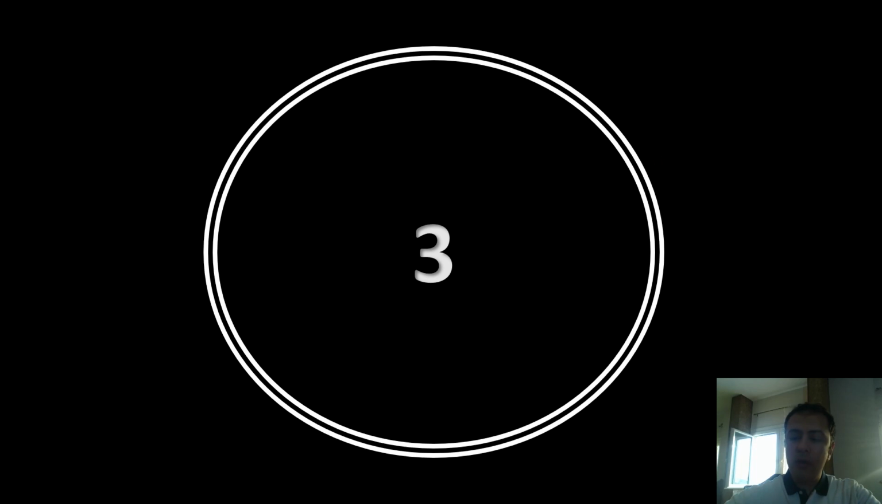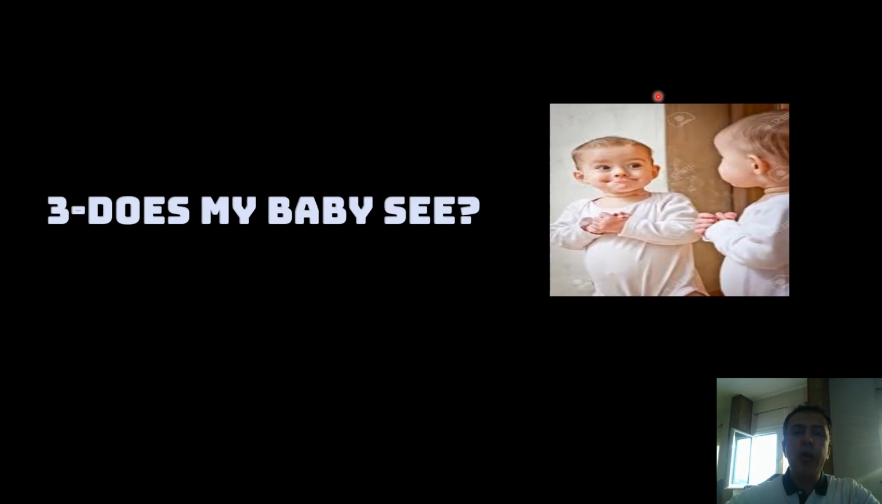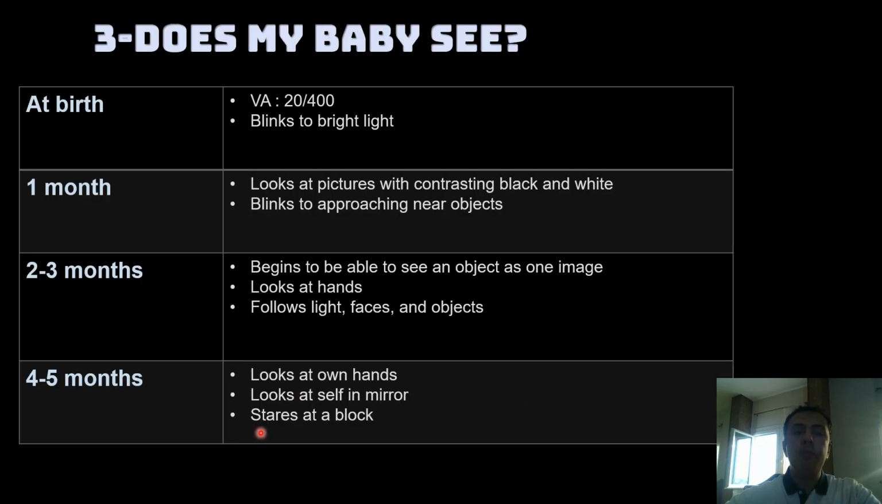Our third topic to discuss is how can I assess vision of the child and how can I detect if my patient is seeing well or not. Before going to how to assess vision, let's start. We all know about developmental milestones of the child.